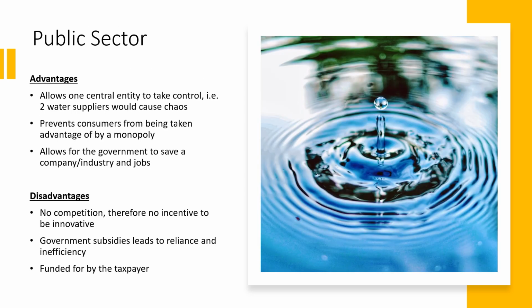An advantage of the public sector is that it allows for one central entity to take control. For example, 2 water supplies would cause chaos. Can you imagine all of the pipelines under the ground that would have to be constructed? It prevents consumers from being taken advantage of by a monopoly. It allows the government to save a company or industry and jobs.